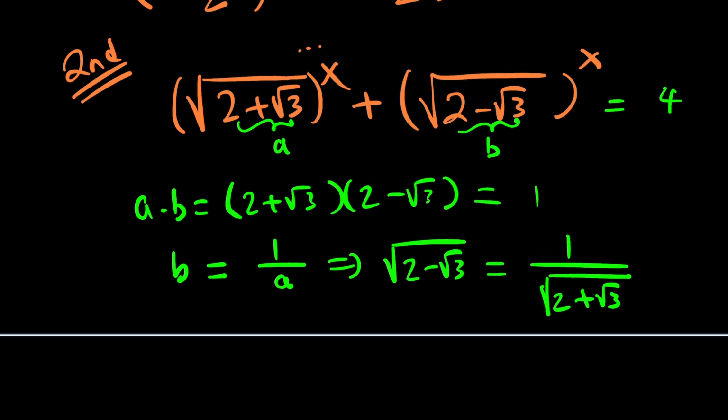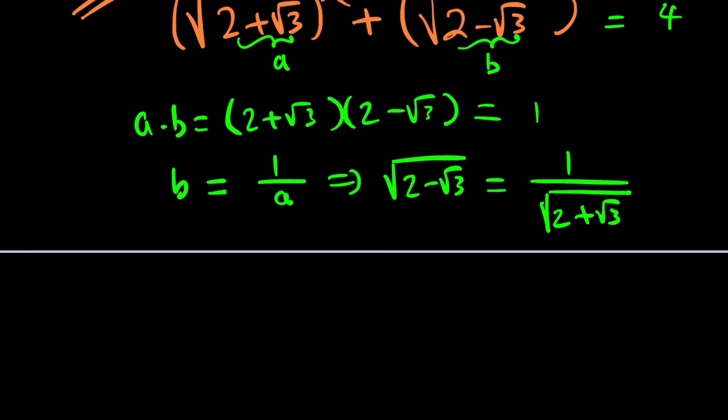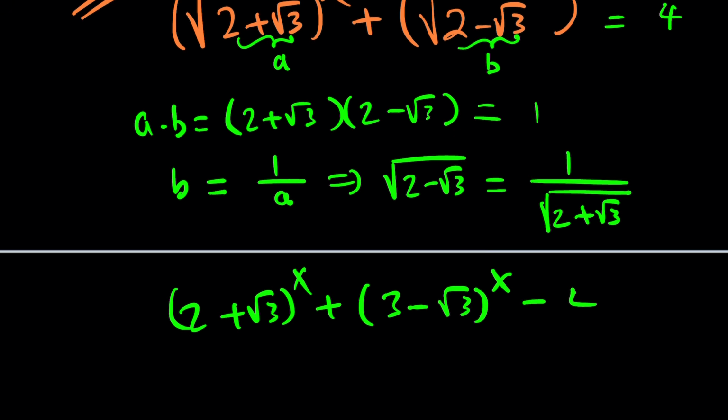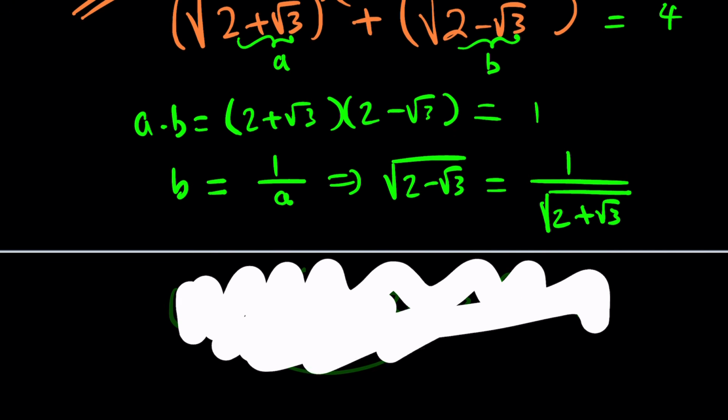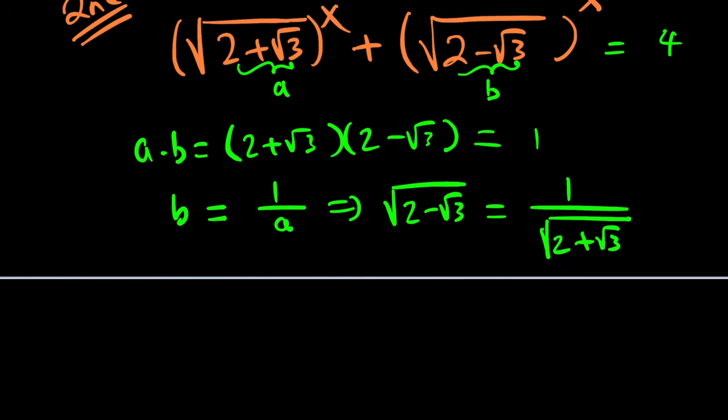Now, this is a really good thing. You know why? Because if you had two random things, let's say you had this, and I'm just going to change the problem a tiny bit, and this is equal to 4, or some other number, this would be very problematic because there's no relationship between these two things, as far as I know, right? But in this case, they're very much connected, and to make things better, they're reciprocals. So what does that mean?